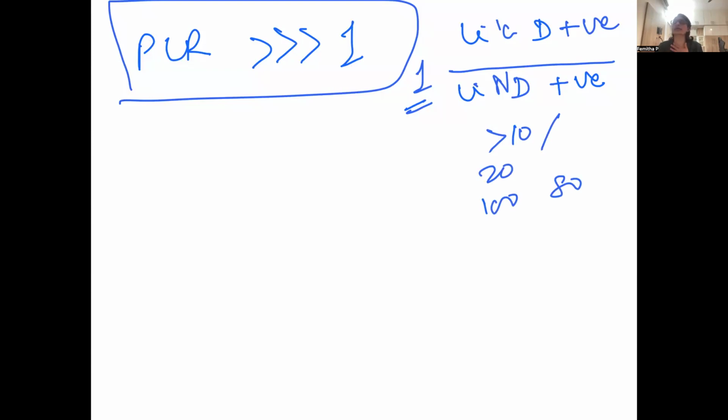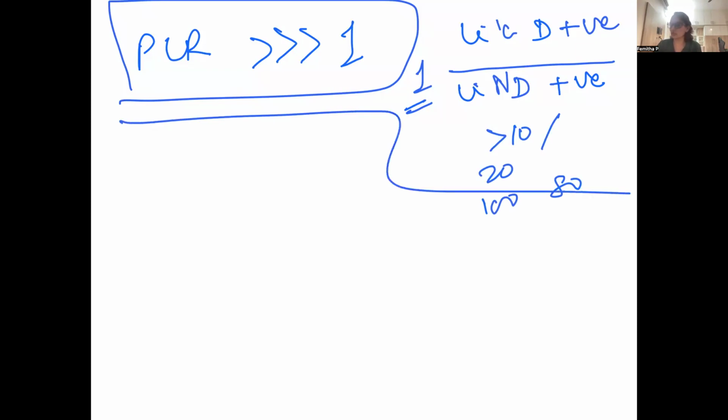So if I have a test where the diseased population may get a positive result and the non-diseased may also get a positive result in the same ratio, then doing the test is not going to add any benefit to my diagnosis. So at least by 10 times, I should be able to increase the likelihood of the disease in that patient if the test comes positive. Then only is there any point in doing the test.